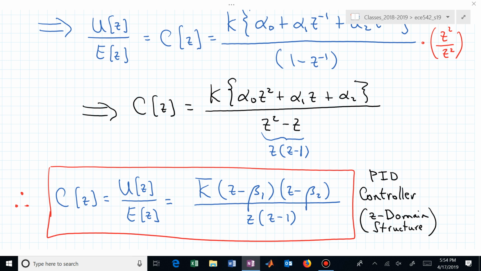Now we have a gain, and we now have a monic polynomial in z. Monic meaning the leading coefficient has been normalized to 1, and now I can form this z minus beta 1 and z minus beta 2 factors to create a PID controller for a discrete time system.